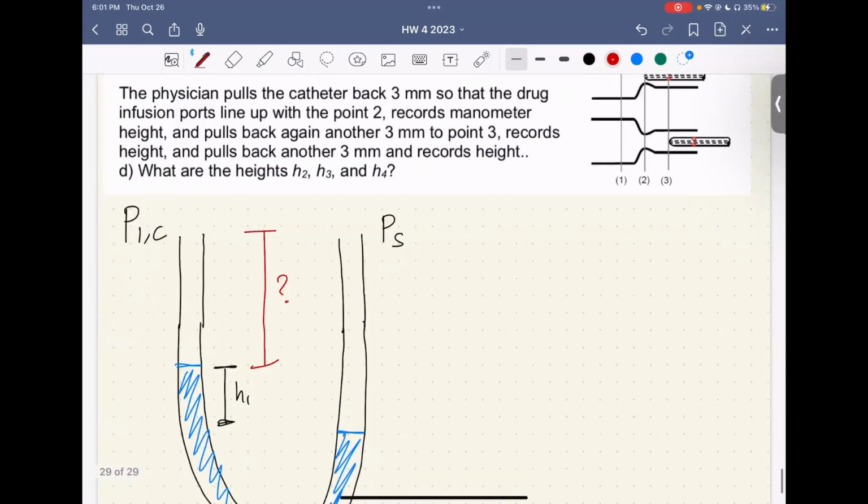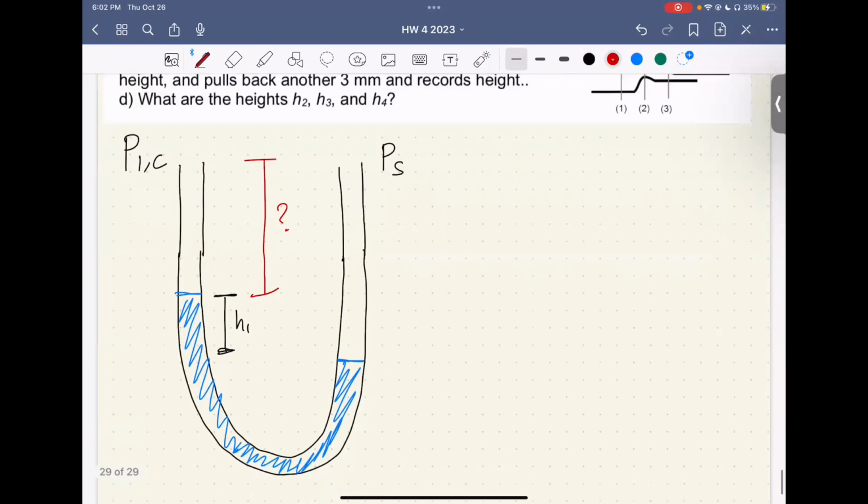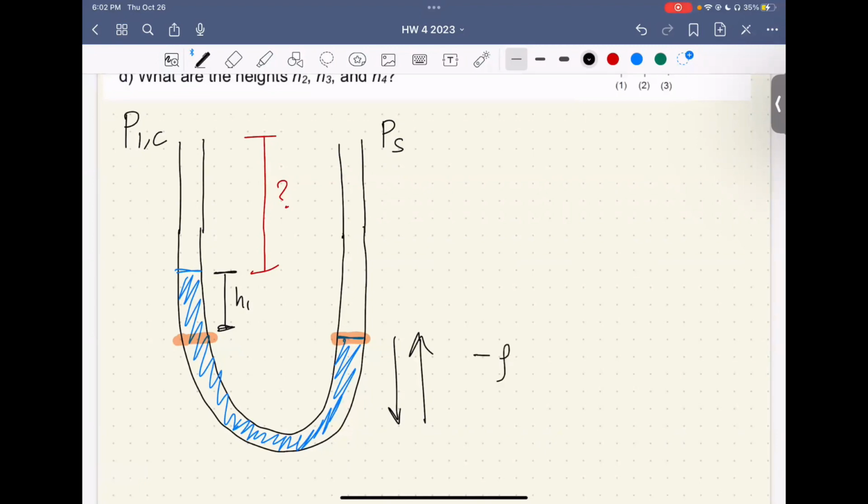Well, here's the thing. Let's think about what we know about manometers. At this height right here, we know that the pressures are equal because we're going down and up in a continuous fluid with the same rho. So the minus rho GH and the plus rho GH, with the same rho and H, will cancel out. So they'll be the same.